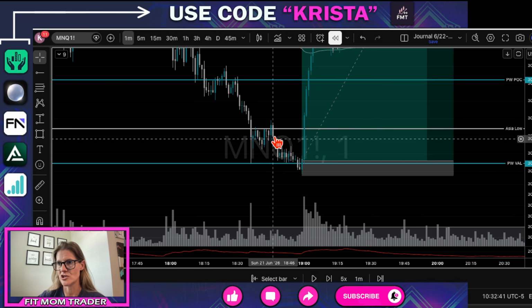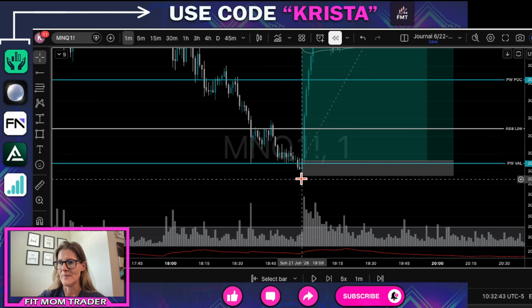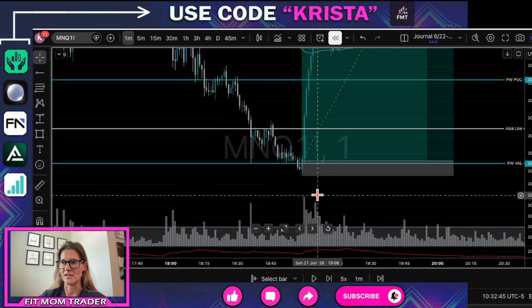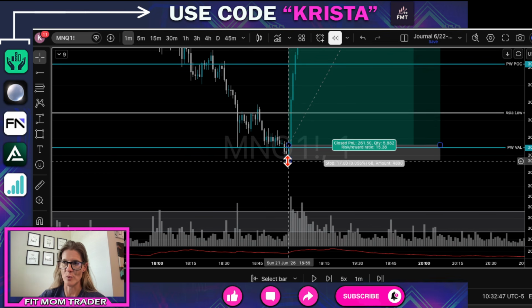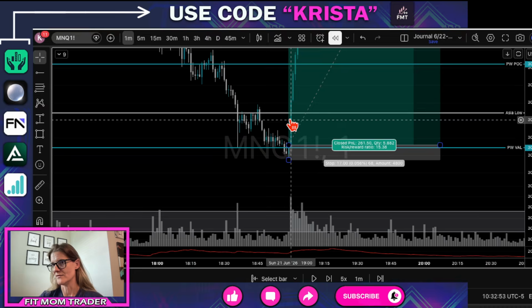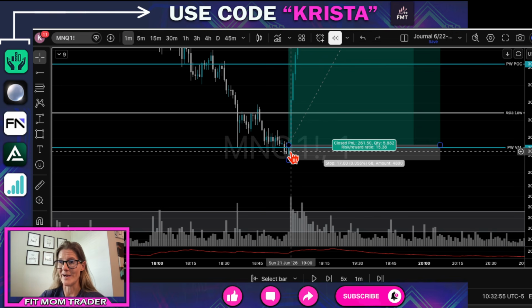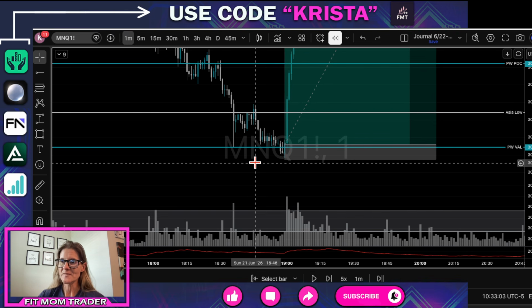It continued to chop around a little bit. And then here, this was actually the Tokyo Open, the Asia Open. That is when volume came in. It wicked below that level and then aggressively bought back up. So I actually entered right at the Tokyo Open after it swept that low and showed that it was continuing to the upside. So the timing on this trade was actually great.